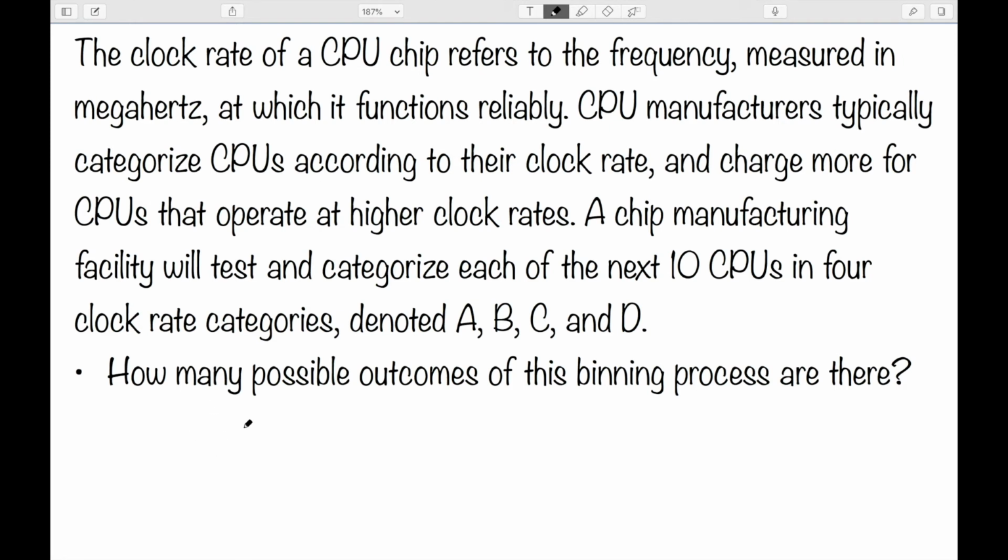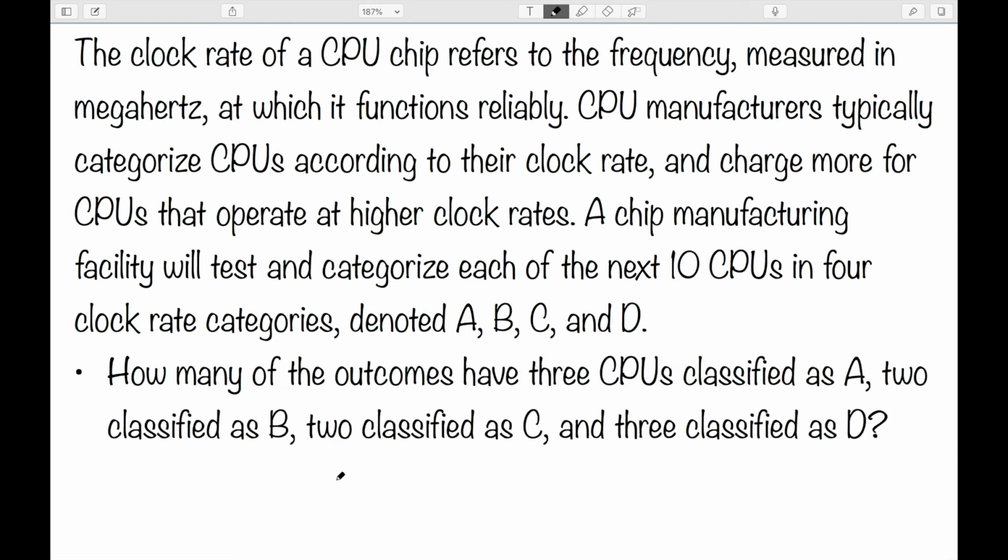Well, if we think through, the first chip could go into one of 4 bins. The second one could go into one of 4 bins. The third one can go into one of 4 bins, etc., all the way up to the last one. So there are 4 to the 10th possible outcomes for this process.